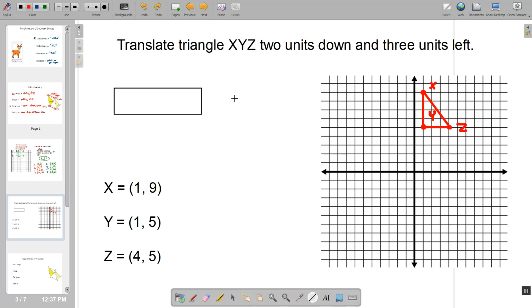And now I want to translate this triangle 2 units down and 3 units left. So as I do that, reminding us from before, it's best to look at each individual point and translate it separately. So X, for example, will go down 1, 2, and then over 1, 2, 3. And right there is X prime. Z will go down 1, 2, and then left 1, 2, 3. Right there is Z prime.